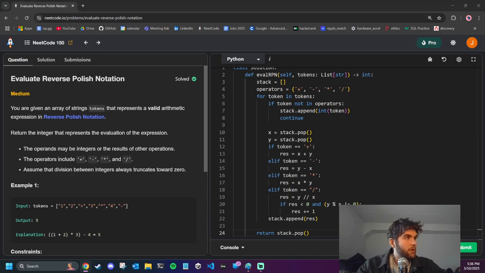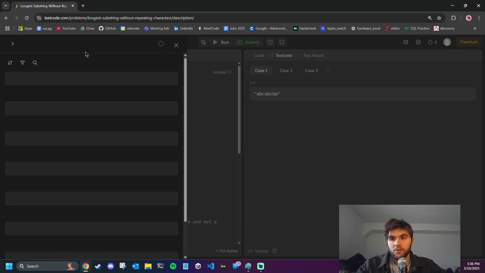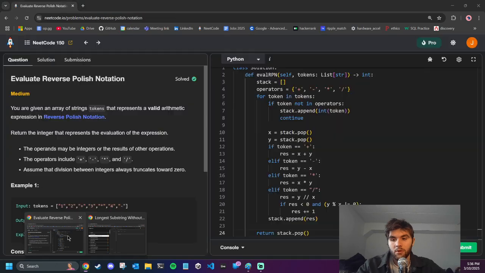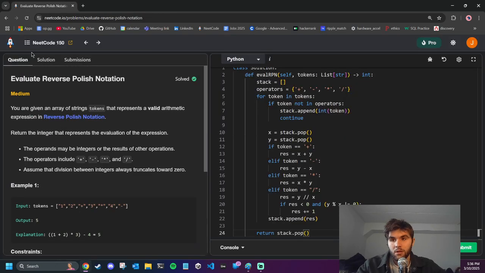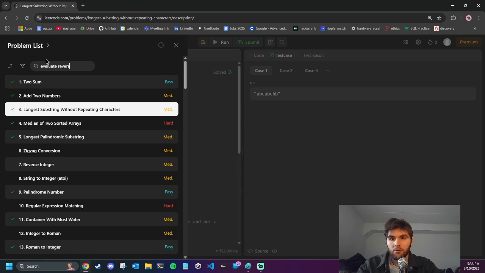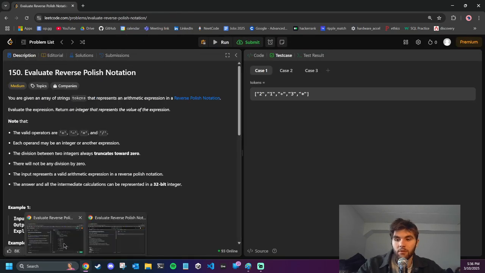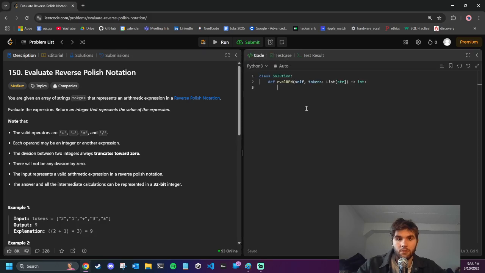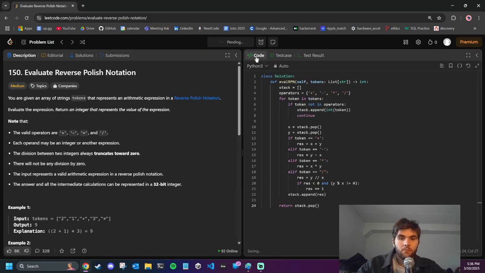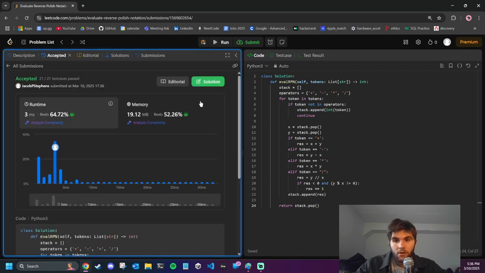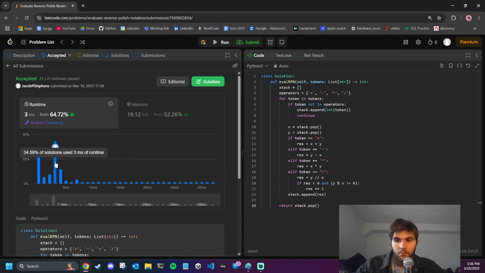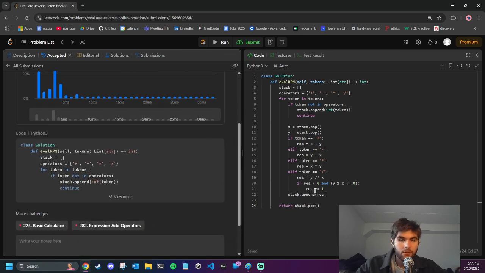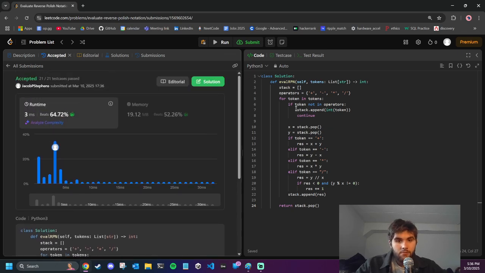So I'm gonna look it up now on LeetCode. The problem is evaluate reverse Polish notation. And let's see if our code works. All right, yeah, looks good. Looks like I kind of got the most common solution, which makes sense. Yeah, I'm happy about this one.